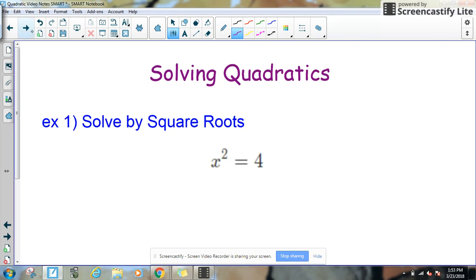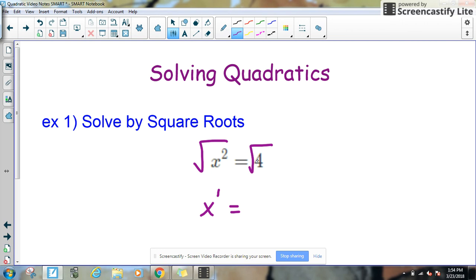Let's try a problem. Problem number 1, solve by square roots. This problem is x to the second equals 4, so you could take the square root of both sides. So the square root of x squared is equal to x. That's the definition of a square root. It basically inverts the exponent, and so what we're going to have is x to the first power. It kind of cancels each other out.